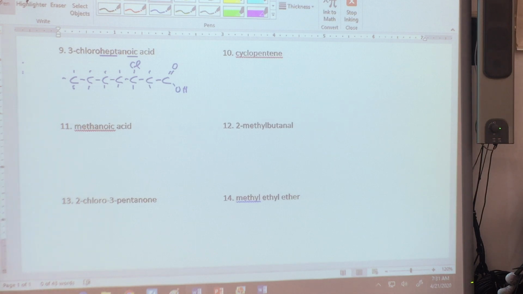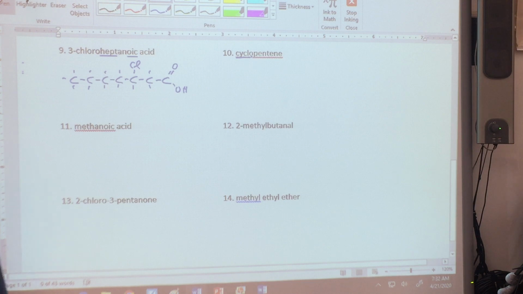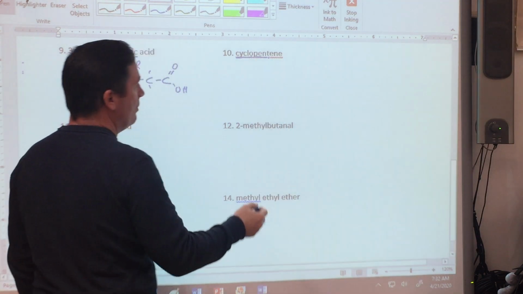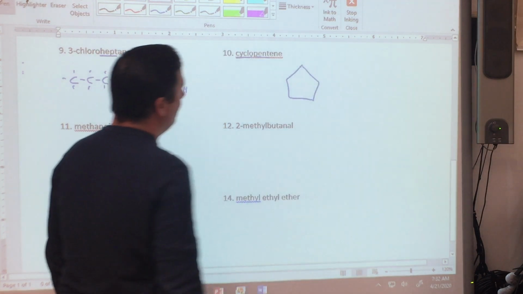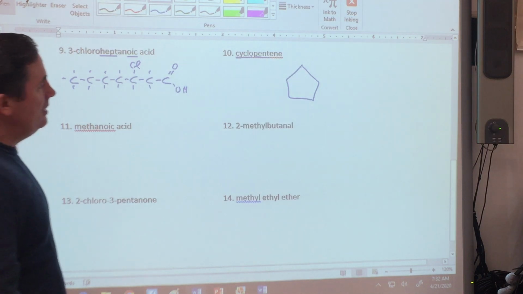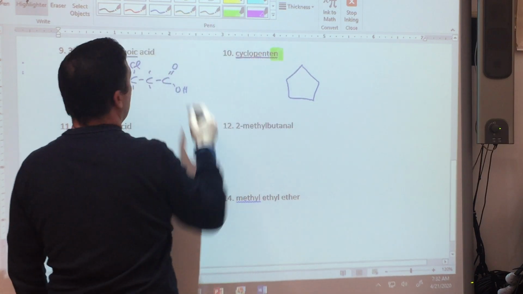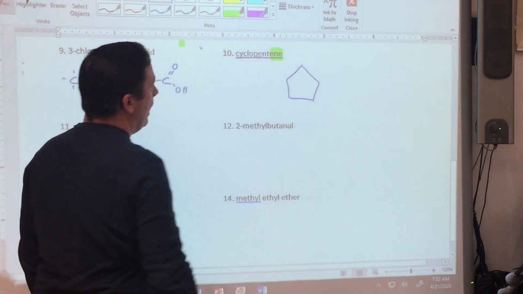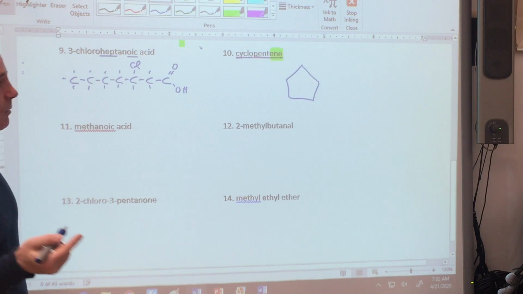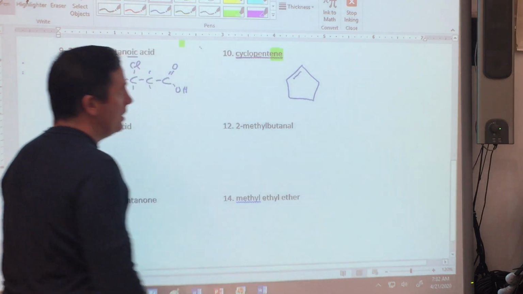Number 10, cyclopentene. We didn't do a cyclo one in a while, but cyclo means that it is in a ring. It's an aromatic compound. The pent tells me that it has 5 in the ring, so I'm drawing a pentagon: 1, 2, 3, 4, 5. And the ene on it tells me I'm making a double bond somewhere. It doesn't tell me where, so it doesn't really matter. So there's my cyclopentene.